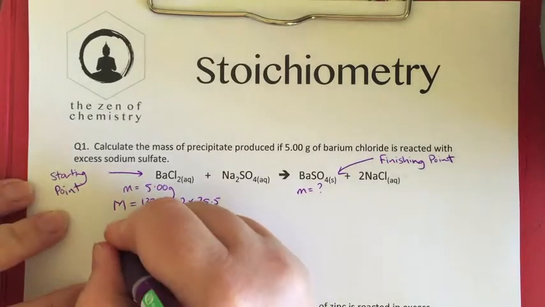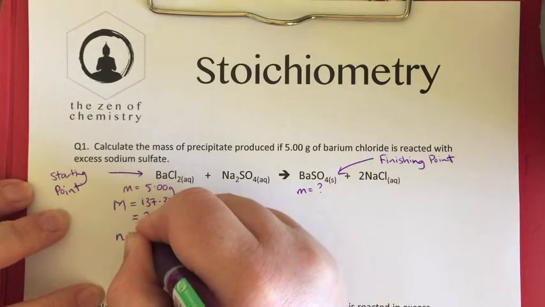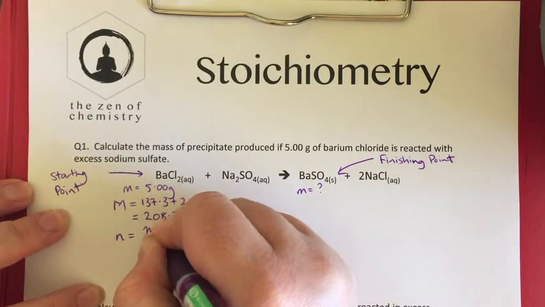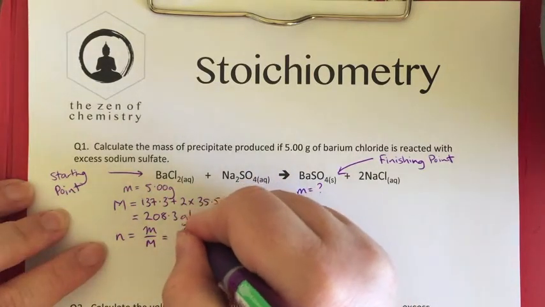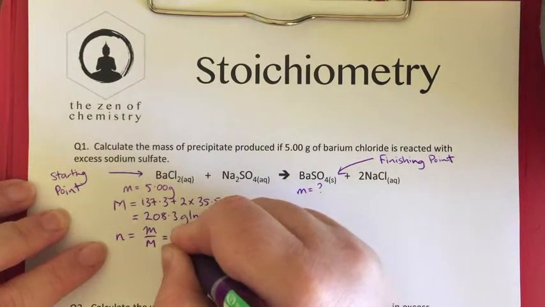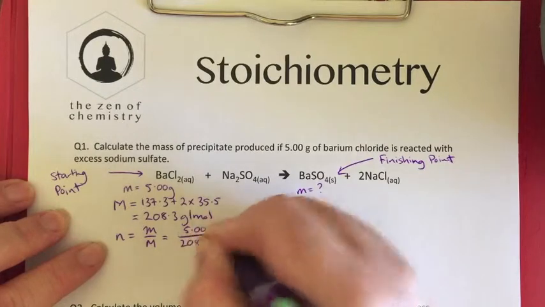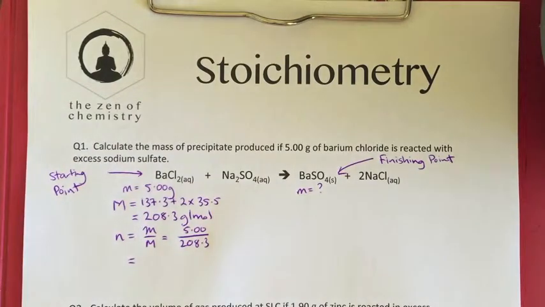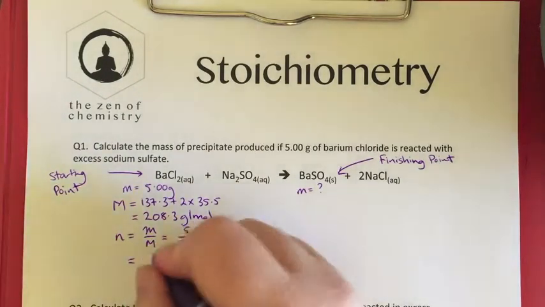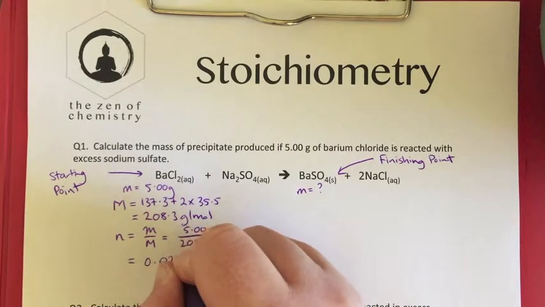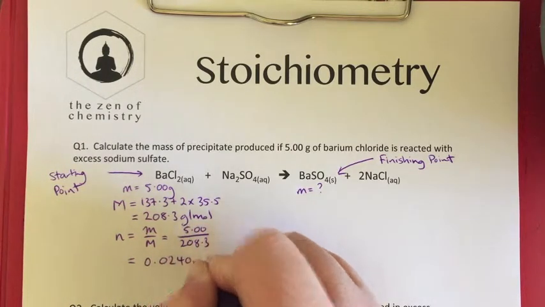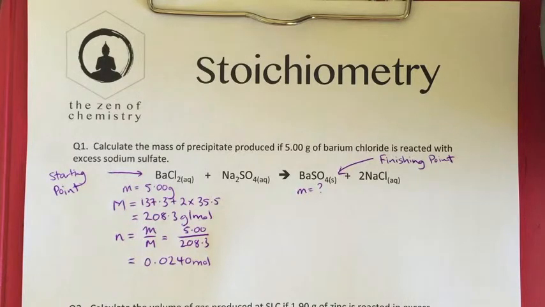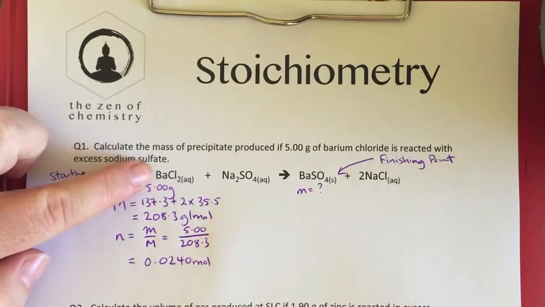Okay, we've got mass, we've got molar mass. Let's calculate our number of moles. n equals little m on big M, which is 5.00 divided by 208.3. If we throw that in the calculator, we get 0.0240 mole. Okay, so we've calculated our number of moles for our barium chloride.